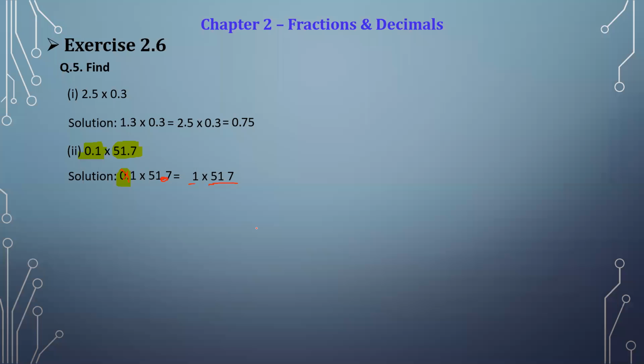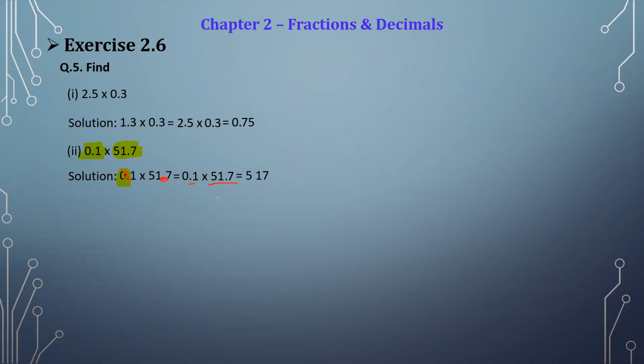Now I think there is no need to perform the multiplication, because we know that if we multiply any number by 1, we get the same number. So here we are multiplying 517 by 1, and therefore we are getting the same answer. 517 is the multiplication of these two numbers. Now again put down the decimal points: 0.1 into 51.7.